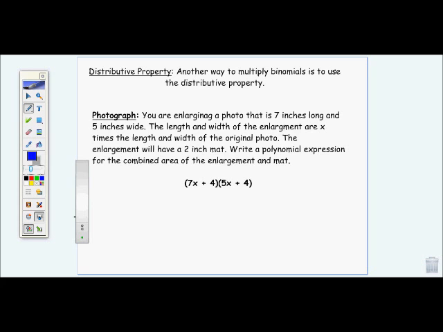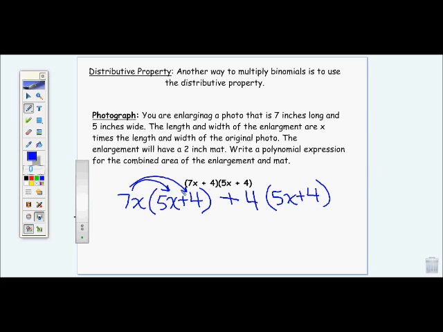So when we do that, we could change this to two separate distributives. We could say 7x, and we could multiply that by the second binomial, 5x plus 4. And then we could add the second term, 4, and I'm going to multiply that by the second expression. Now in this way, we simply have two separate distributives. So again, I would distribute each of my terms.